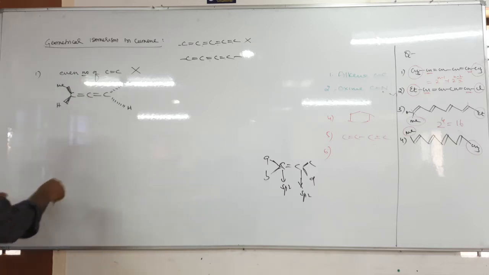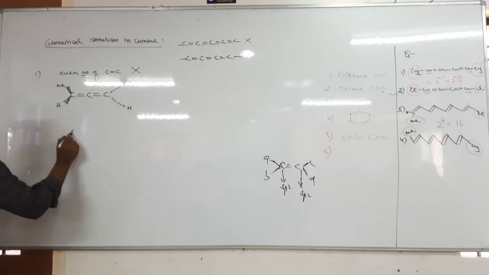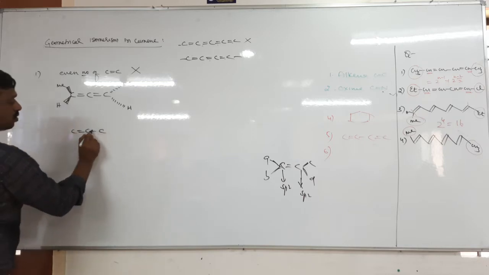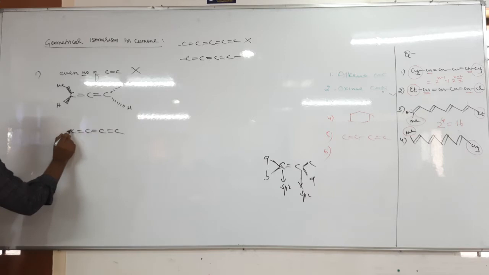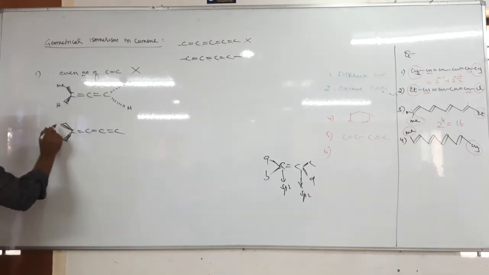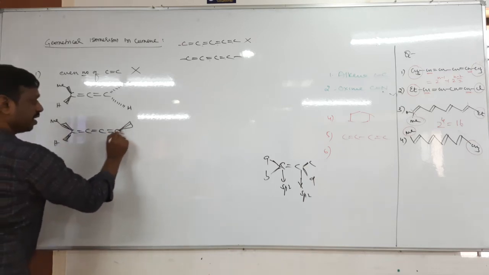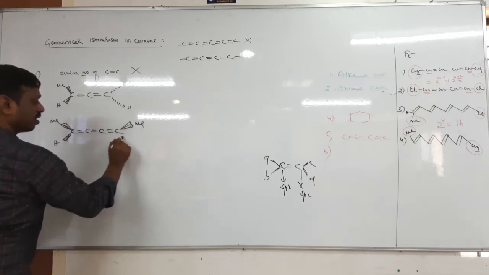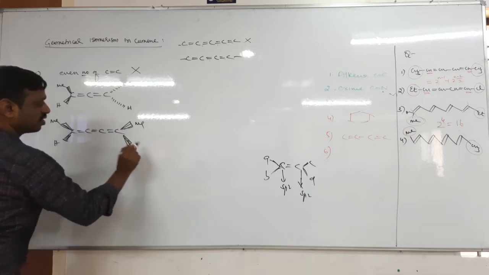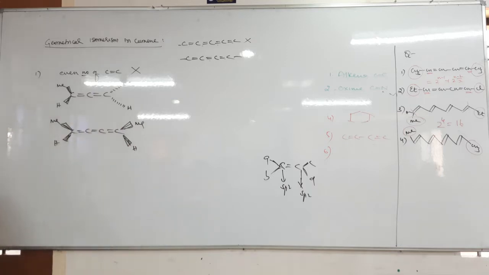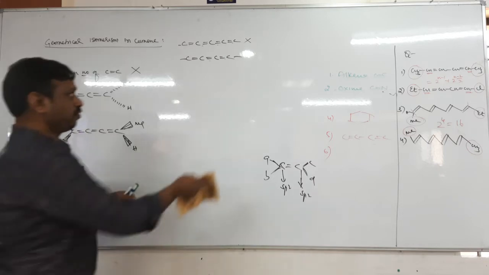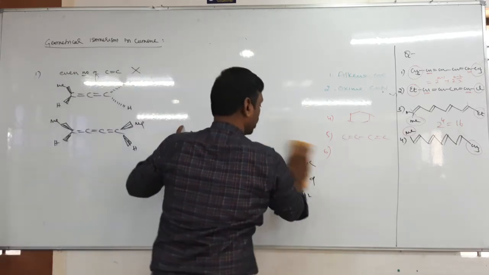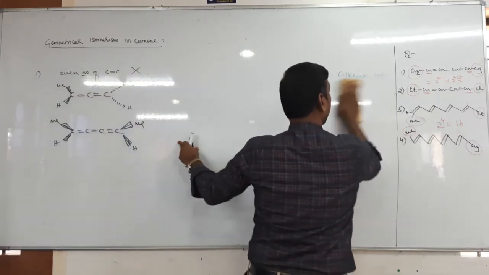Whereas if the cumulene contains an odd number of double bonds, 1, 2, 3, okay, if there is an odd number of double bonds, then the terminal carbon groups come in the same plane. Why is this? We need to understand how and why. Therefore, to understand this, we need to understand the orbital diagram.